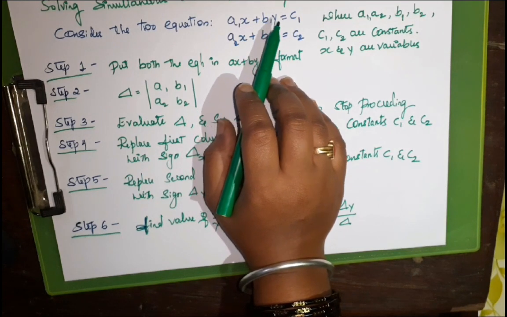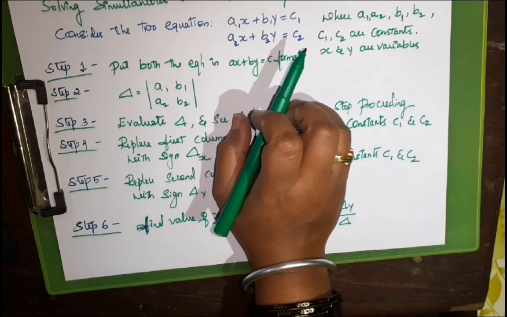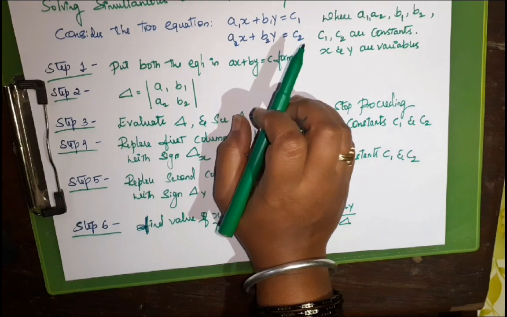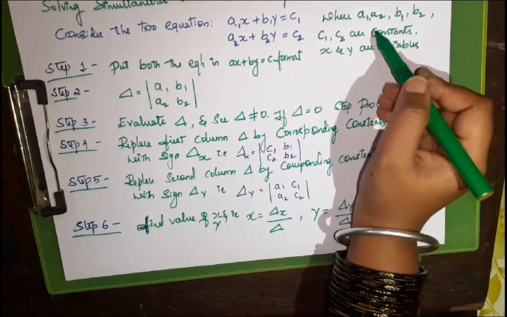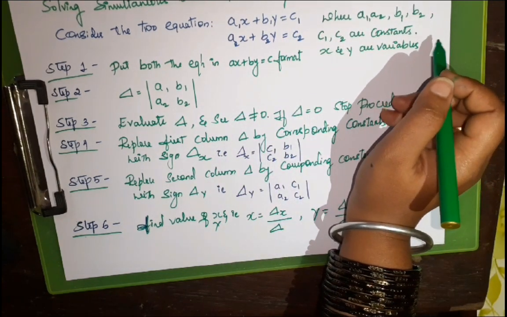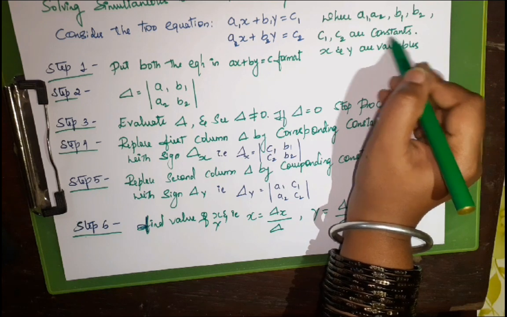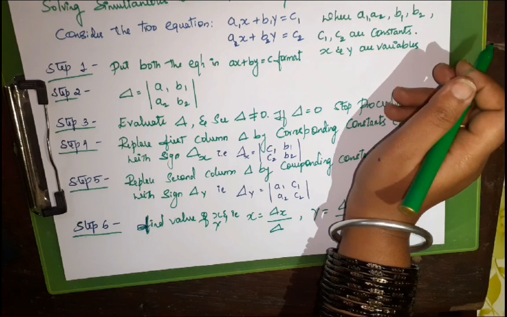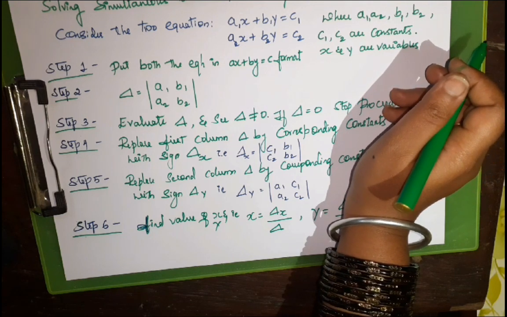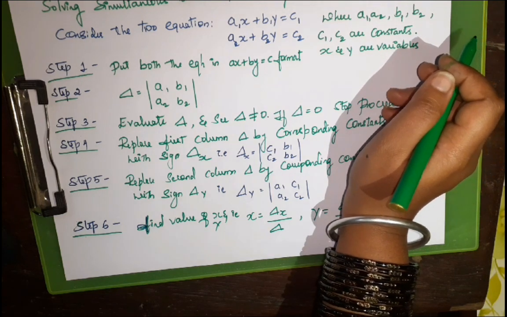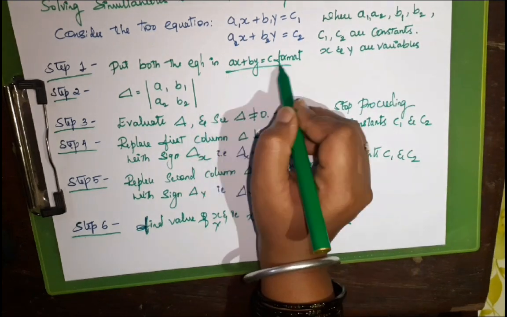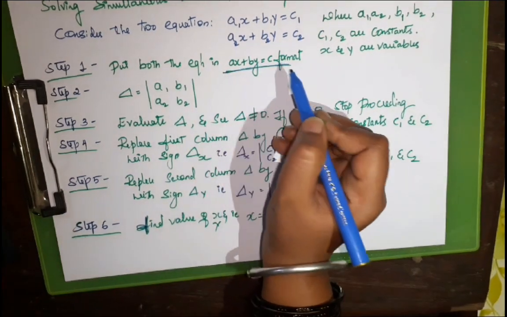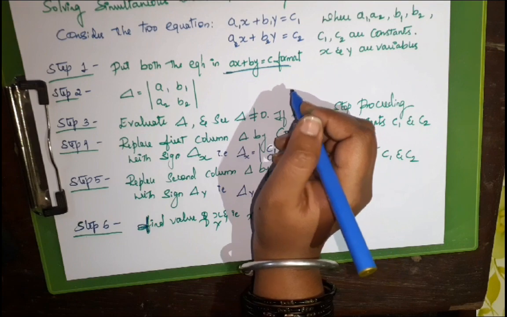The variables may increase to 3 also. I have taken the sum based on that. Here a1, a2, b1, b2, c1, c2 are constants, the constant numbers, and x and y are variables. The first step under Cramer's rule is putting the equation in the standard format, that is ax plus by is equal to c.